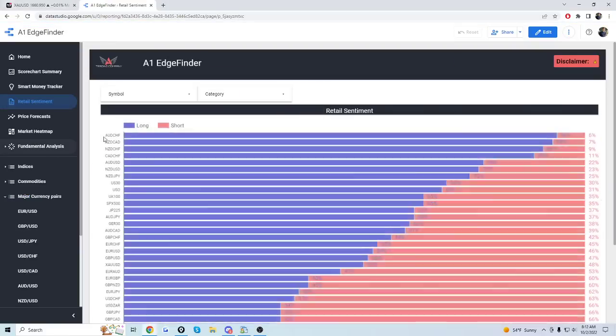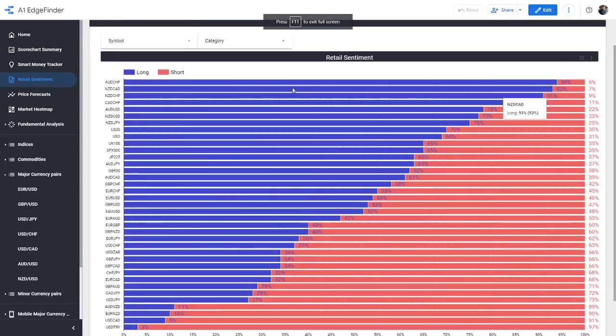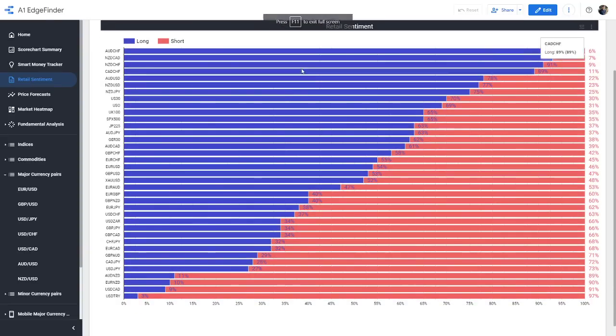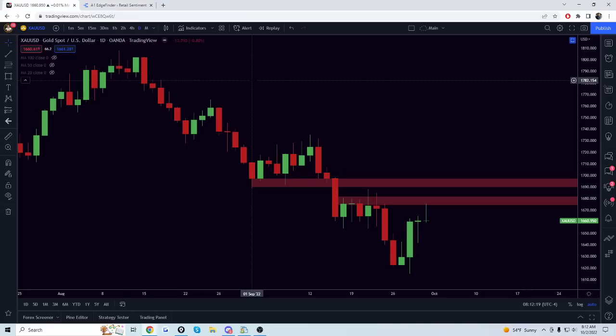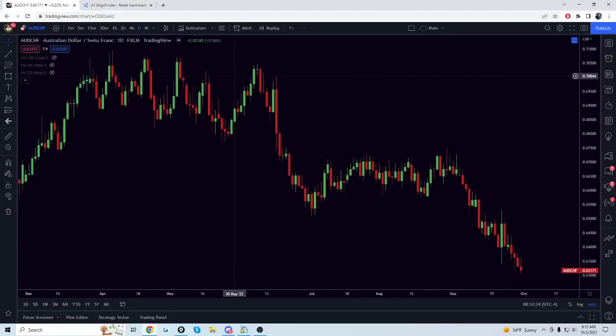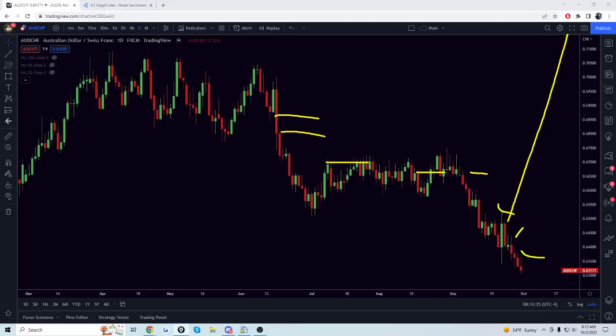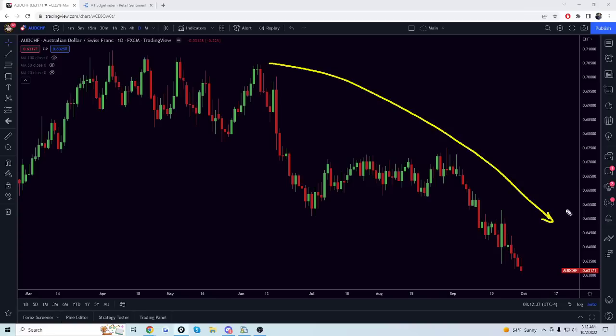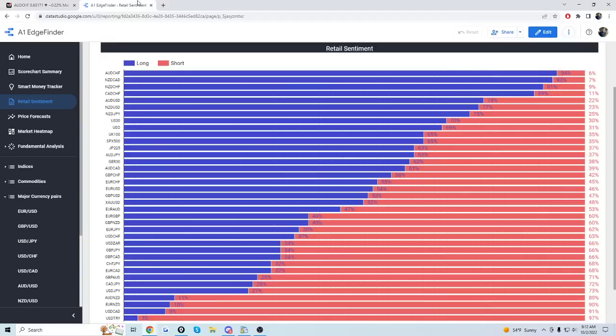If I go to retail sentiment, we added this new chart to the Edge Finder, which I think is really kind of clean. We could take a look at, for example, AUDCHF, right? This pair is 94% long based on client positioning. Let's go look at what's been going on. Do you think it's going up or going down? It's going down, right? So retail traders, what are they doing? They're buying this thing consistently and desperately hoping that it rebounds like crazy. And when it doesn't, it leads to blown accounts after blown accounts after blown accounts. This is the consistent theme.